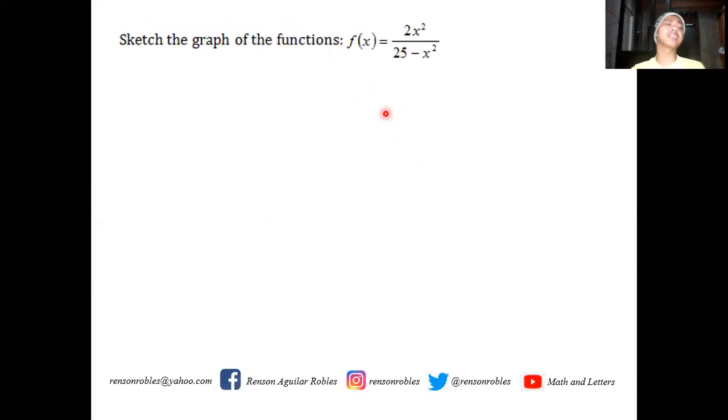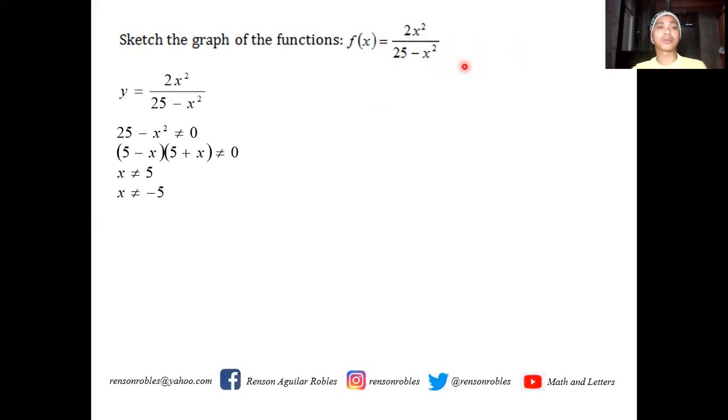Okay. Another one. Say we sketch the graph of the function f of x equals 2x squared over 25 minus x squared. Again, this is a rational function of the form p of x over q of x. So we should set this denominator 25 minus x squared not to be equal to 0. So we have 25 minus x squared not equal to 0. And then factoring this difference of two squares, you have 5 minus x and 5 plus x not equal to 0. So you obtain x equals 5 and x equals -5. So we can say that x cannot be 5 or -5.